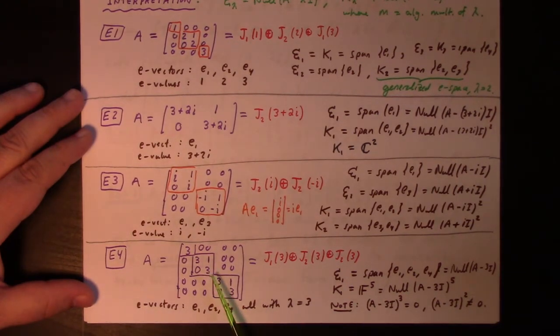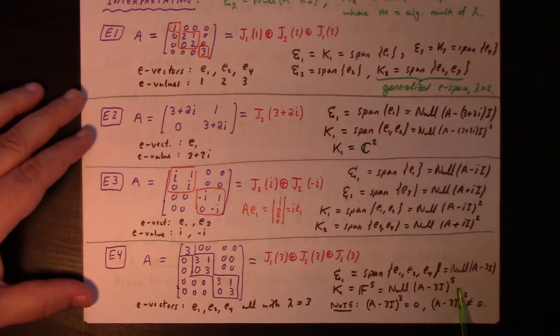And let's see here. So each block gives me an eigenvector. E1 is an eigenvector. E2 is an eigenvector. E4 is an eigenvector, all with eigenvalue 3. So the eigenspace for eigenvalue 3 is the span of E1, E2, and E4. That's all my eigenvectors, up to linear independence, of course. That is also the null space of A minus 3I.